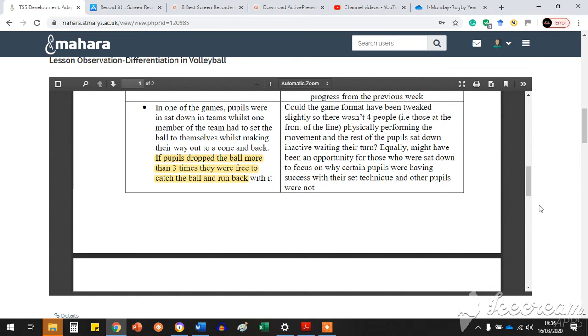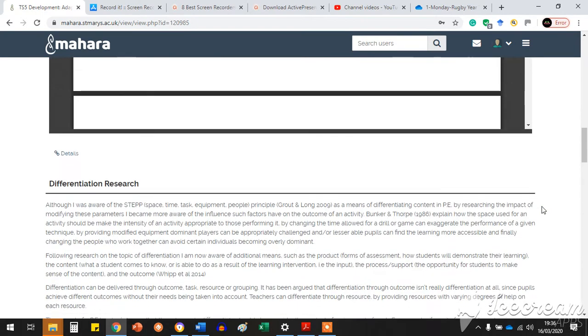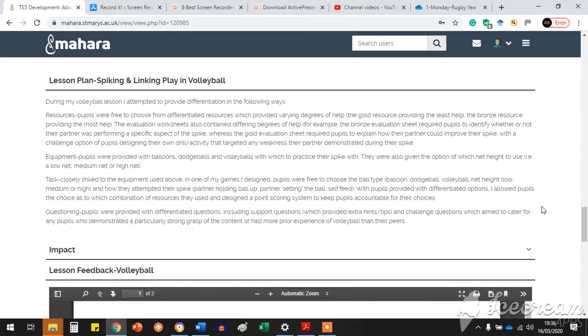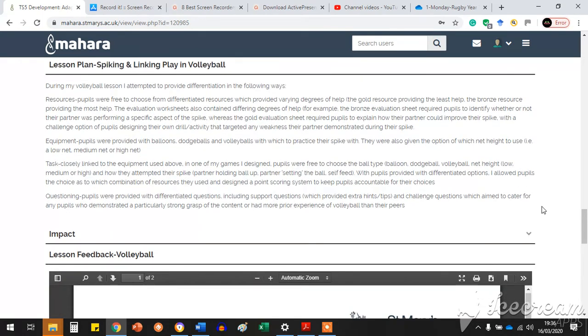So continuing on from talking about my evidence for teaching standard 5, in terms of incorporating what I'd learned into my lesson plans, I tried to differentiate in several ways. Firstly, in terms of the resources I provided, so they gave differing amounts of help, in terms of the bronze worksheet providing the most help and the gold resource sheet providing the least help, and looking to challenge pupils.